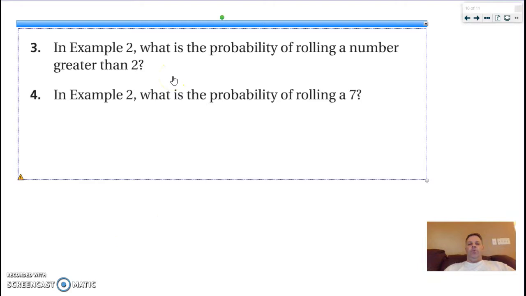In example 2, what is the probability of rolling a 7? On a number cube that has 6 sides, there is no 7 on our cube. Therefore, we will have 0 chances to roll a 7 out of 6, or 0%.